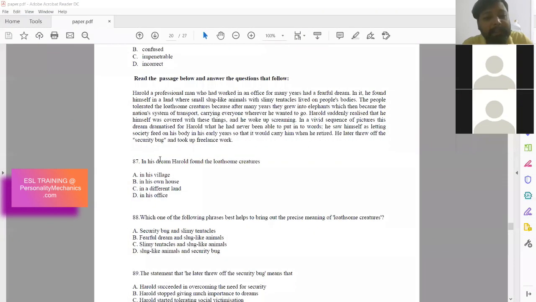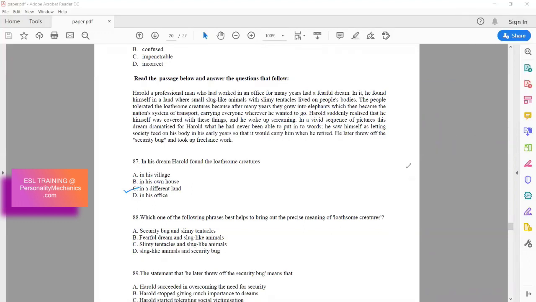Okay, let's discuss the first question. It says, in his dream, Harold found the loathsome creatures. What did he find the loathsome creatures as? Okay, you are answering it with this: in a different land. Why is it that you people are saying so? Can somebody tell me that? Any one of you who would want to explain this?